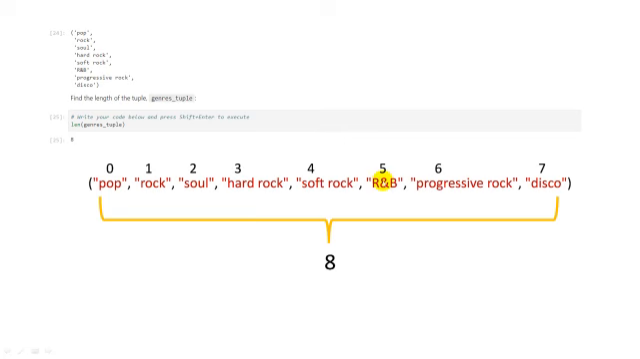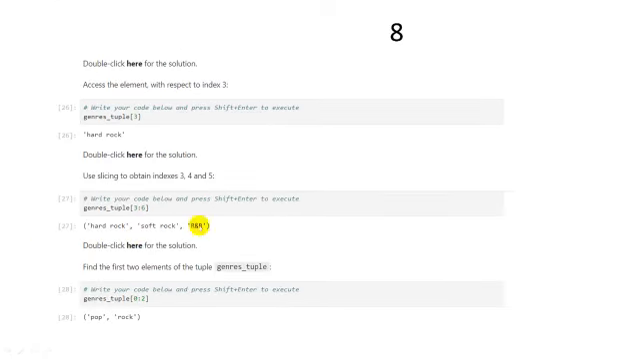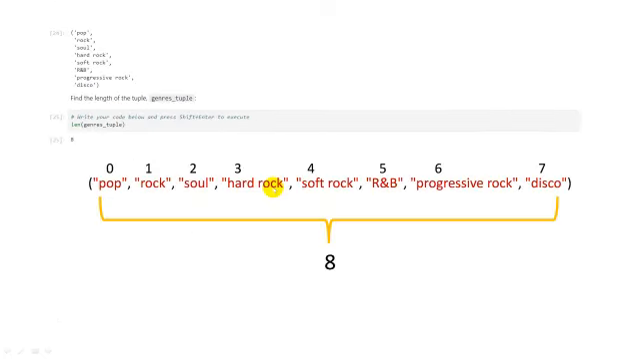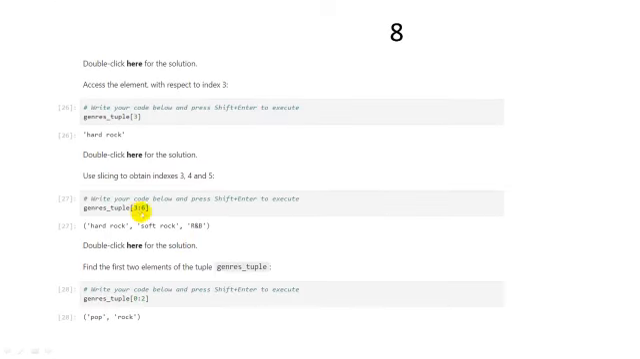So in the genre tuple, we will write genre tuple and then the square brackets, and the first element is third, so we will write 3. We are told to pick 3, 4 and 5. So we need 3 hard rock, 4 soft rock, and 5 R&B. So we will say genre tuple square bracket 3 colon 6, because the 6 will not be included but the 5 will be included. So here it is, genre tuple 3 to 6: hard rock, soft rock, and R&B.